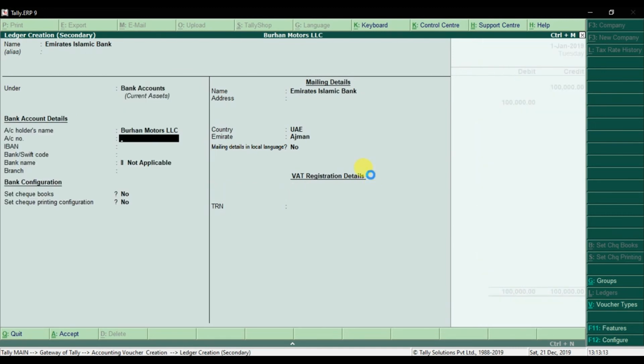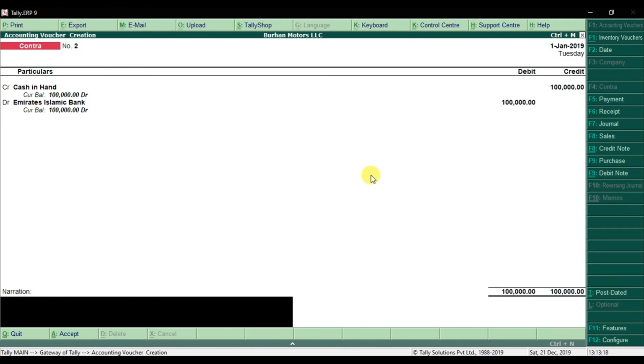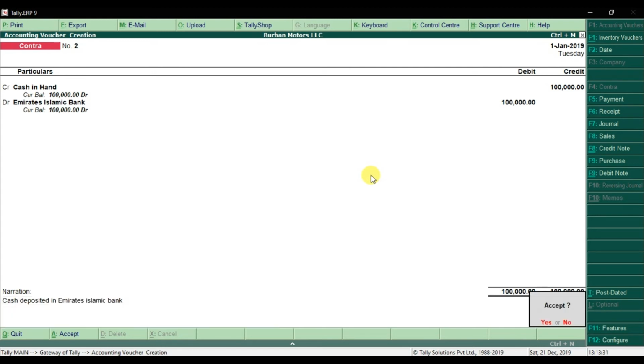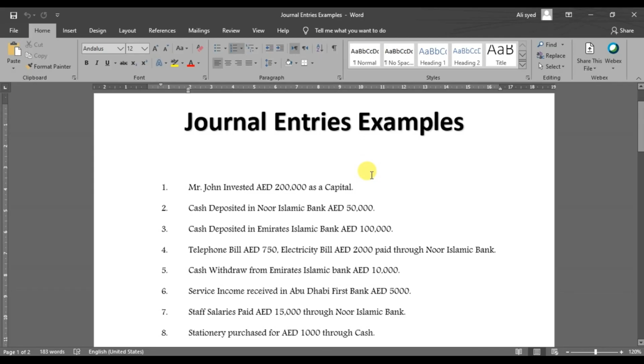Enter, enter, and that is the check information. So cash deposited in Emirates Islamic Bank. Enter, enter. Next is what? Telephone bill.